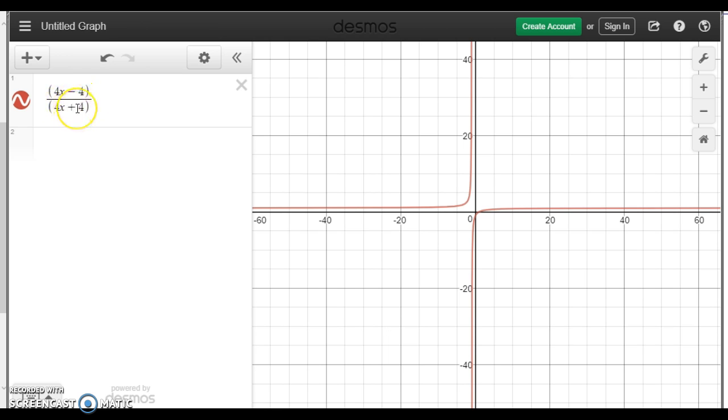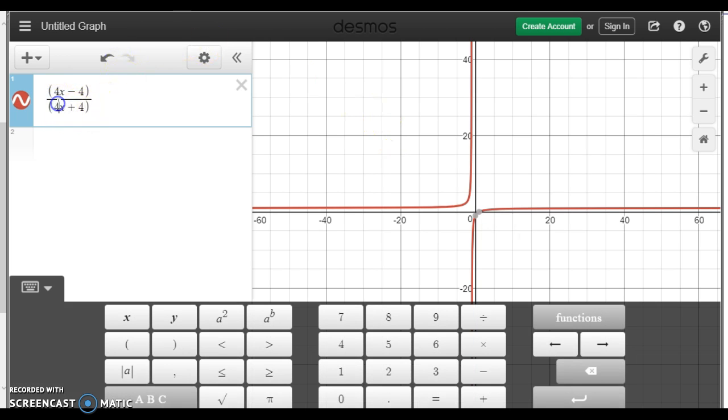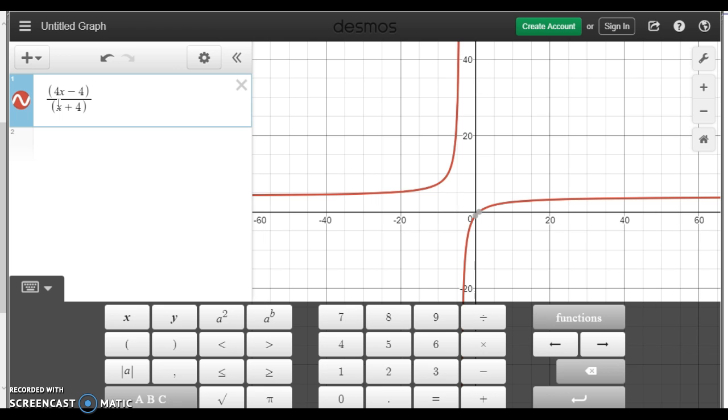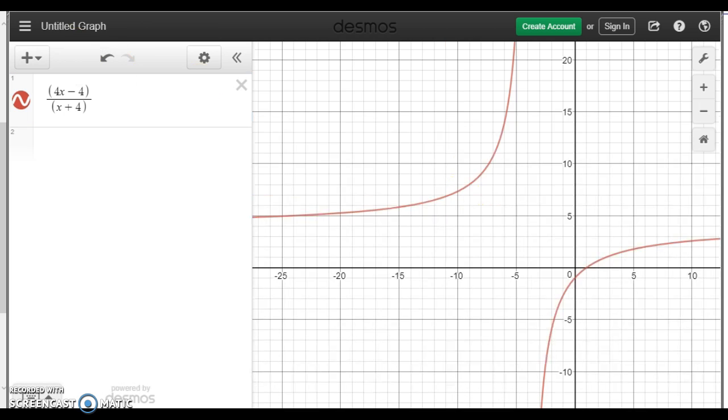So let's make this bigger, maybe. Nope. And let's change the bottom to x plus 4. Well, now, where does it go? Where is the asymptote on this one? Well, the way you find it is you look at the bottom of that fraction. It says x plus 4. So the asymptote on this one is actually at x equals -4.